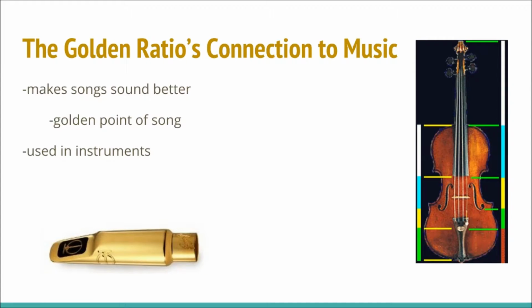Some musical instruments also incorporate the golden ratio into their design. The violin can be separated into golden rectangles. Also, the mouthpiece of a saxophone uses the golden rectangle in its design. The golden ratio makes these instruments sound better and be easier to play.